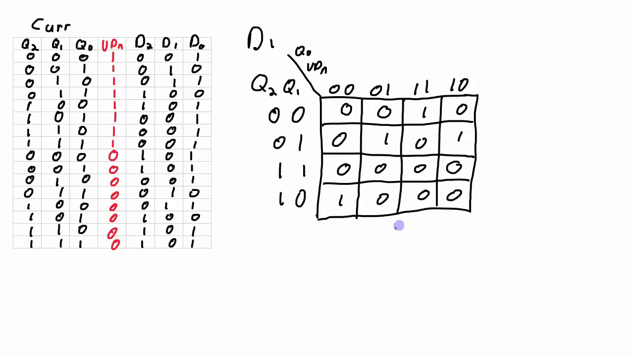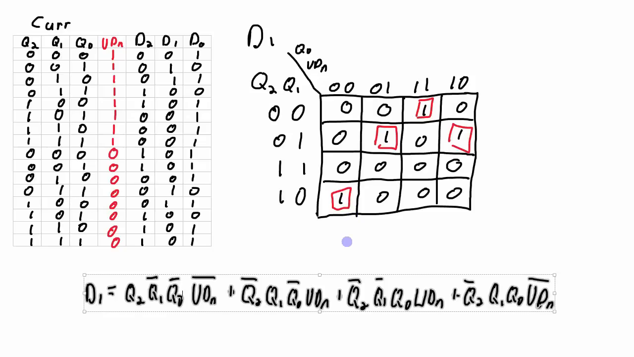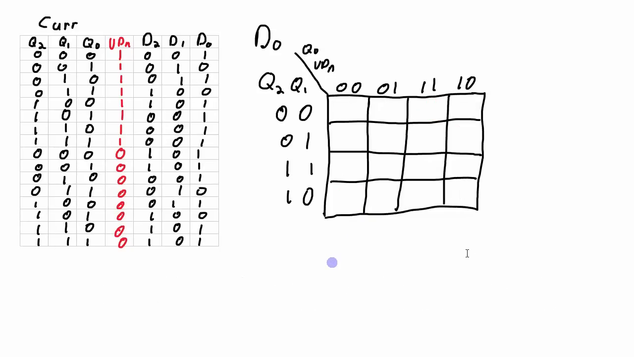Next, I'll group all of the ones. Each one of these ones can only be put into a group of one. So what I will end up with is 1, 2, 3, 4 product expressions, each one of those product expressions with four terms in it, all ORed together. And that expression looks like this. Lastly, I need to analyze D0 using this column of the truth table, fill in the Karnaugh map, and then come up with an expression for D0.